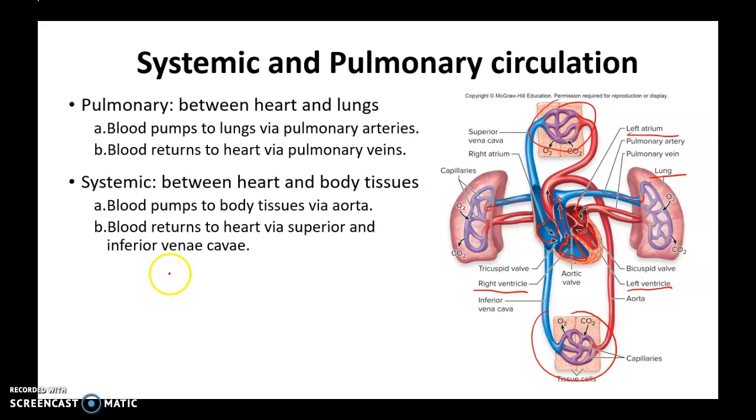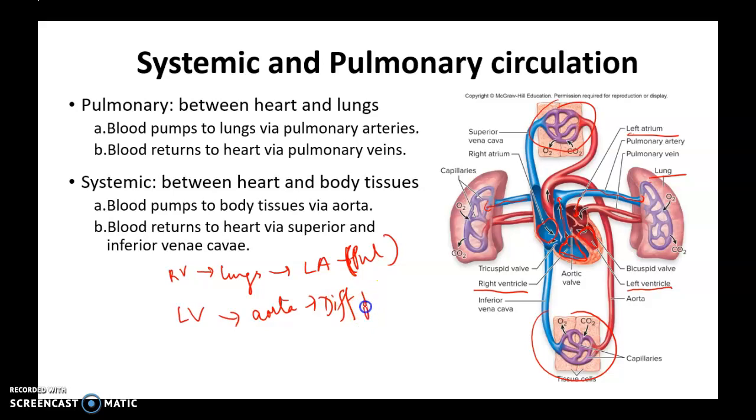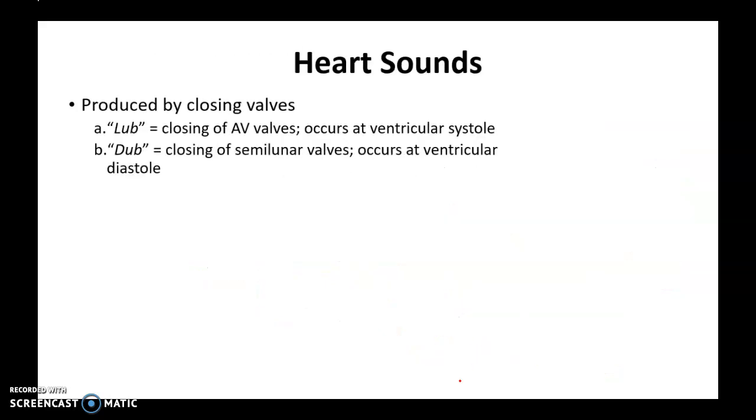So let me write this down. Right ventricle to lungs, back into the left atrium. This is pulmonary circuit. And then left ventricle to aorta, to different parts of the body, back into the right atrium. This is systemic circuit. Alrighty, moving on.